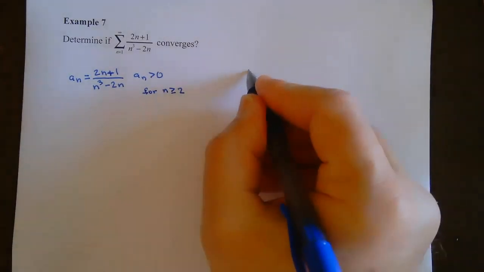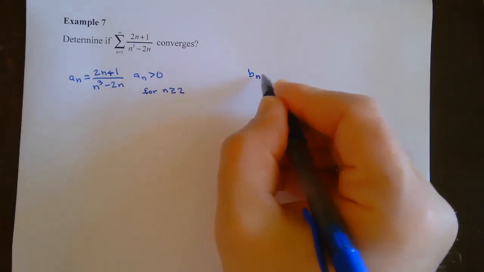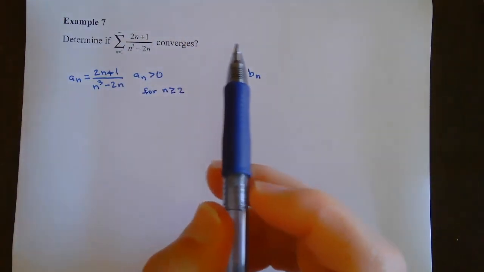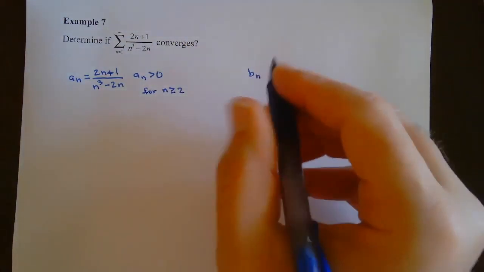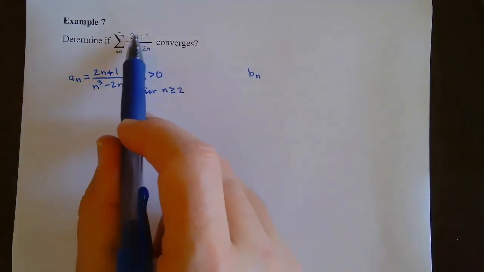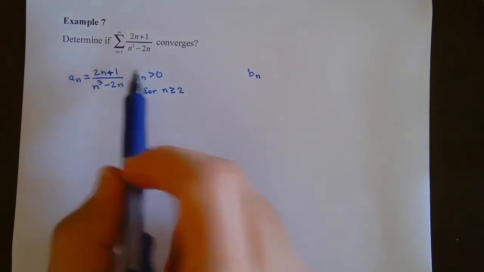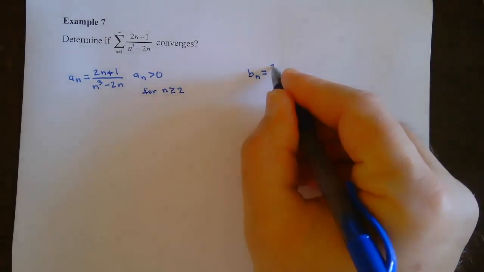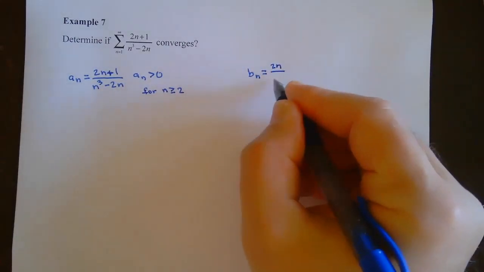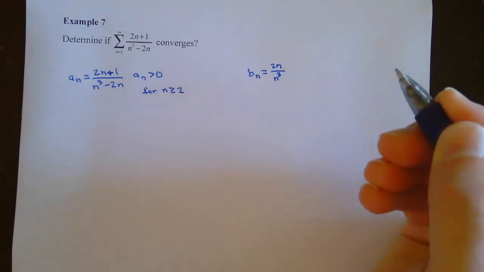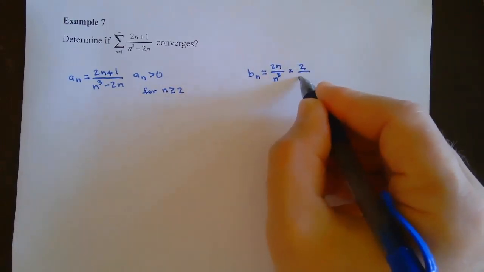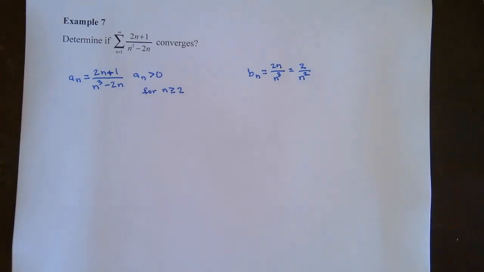We really want to take a look, and we have n to powers. So we really want to look at the magnitude of this. For the numerator, it's 2n, and for the denominator, it's n cubed. So let's let our b sub n be 2n over n cubed. Now, what does that become? That becomes 2 over n squared.